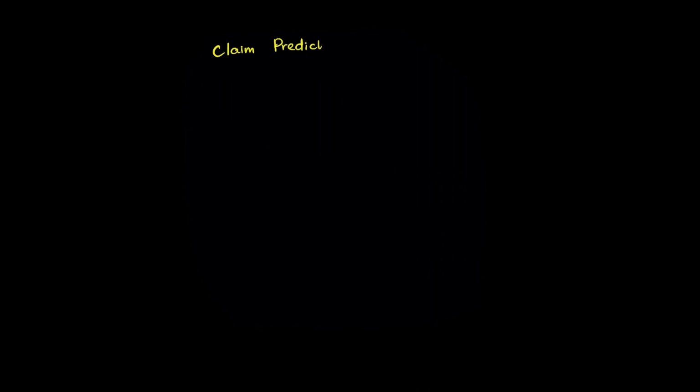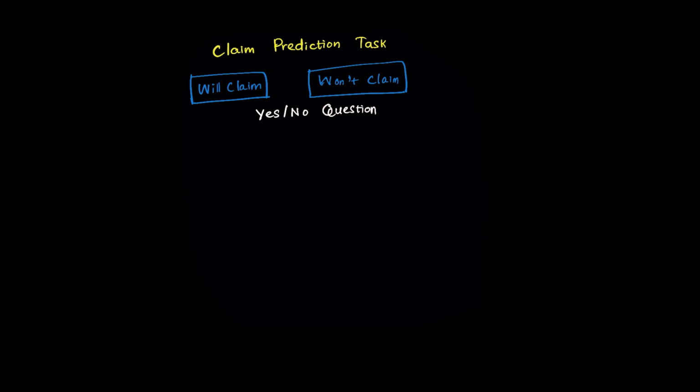Insurance claim prediction perfectly illustrates the distinction between classification and regression in machine learning. When predicting claim likelihood, we're answering a yes or no question. Will this customer file a claim? This binary outcome makes it a classification problem.